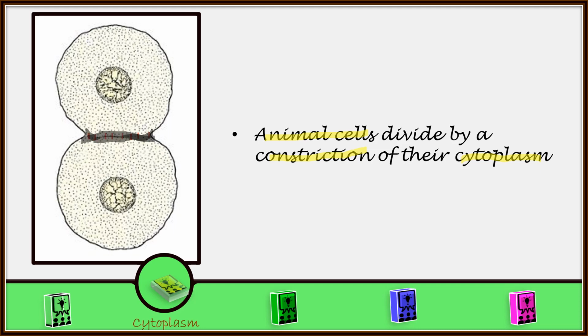So animal cells divide by the constriction of the cytoplasm, whereas plant cells form a new cell wall which divides the cell into two.